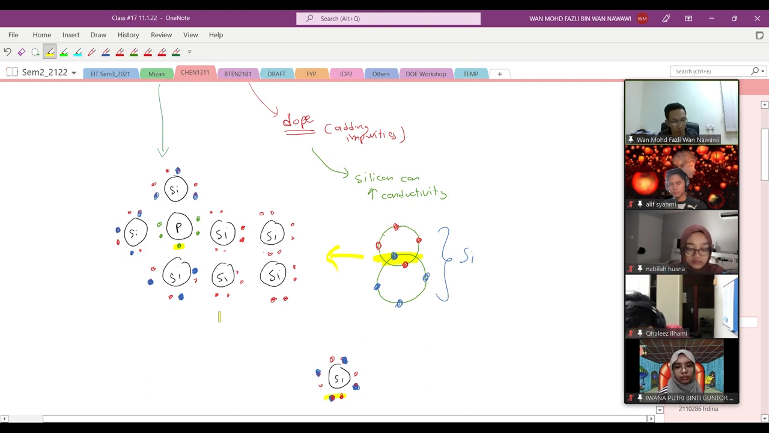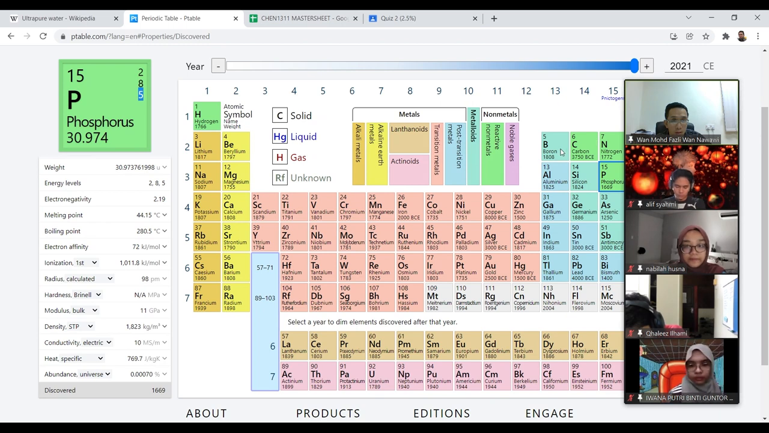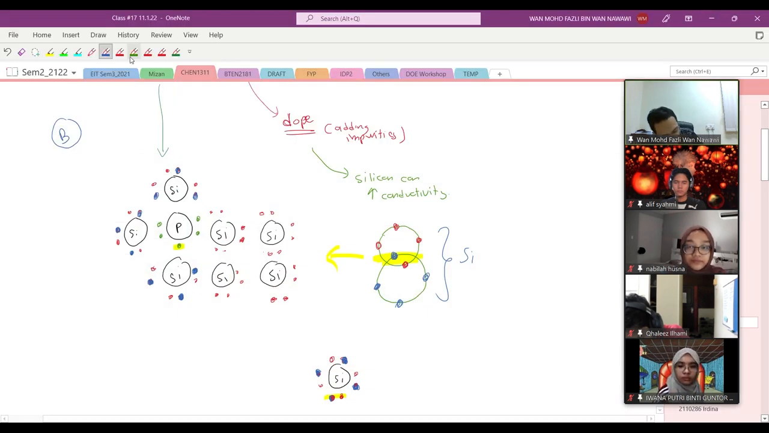You can also dope with something with fewer electrons. For example, let's say you have boron. If you look here, boron here. Let me put boron. You see boron? Boron has 3 instead of silicon's 4. Boron is 3, meaning that you have 3 valence electrons. Let's say I draw in black. 1, 2, 3. You have 3 alone.